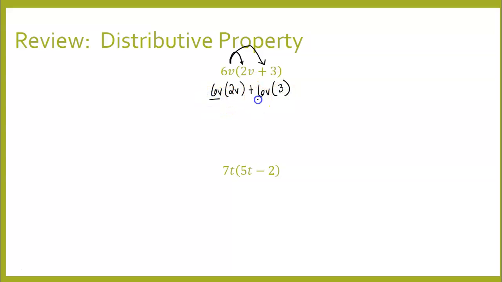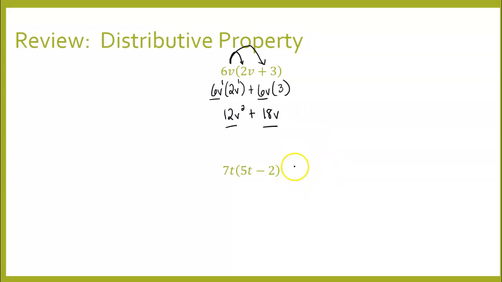Notice that the 6v gets repeated twice because we're distributing. 6v times 2v is 12v squared because we multiply the coefficients and add the exponents. We bring down the plus, and 6v times 3 is 18v. These are not like terms. There is no equal sign, so we're done here.